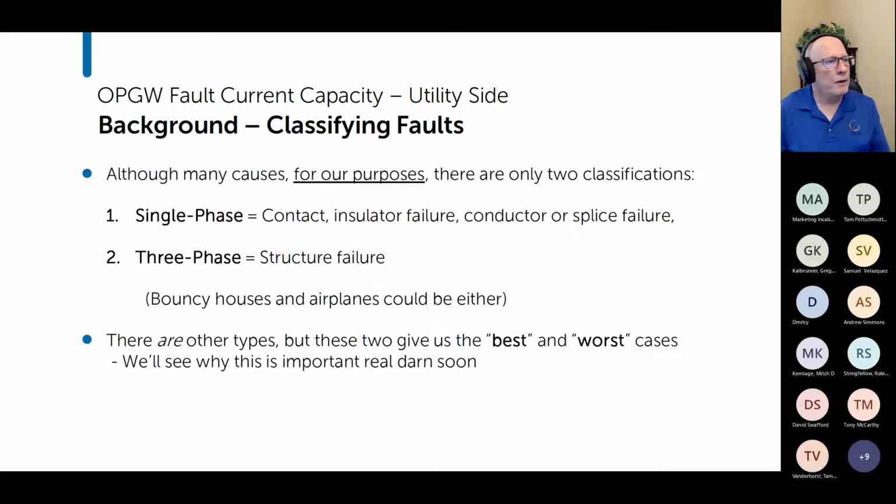So although there are many causes, for our purposes, there are only two classifications. There's a single phase fault that would include the ones that we looked at, the contact with a tree limb or an insulator failure or a conductor or splice failure. Those tend to be single phase faults. A three-phase fault is the structure failure that I mentioned. The bouncy houses and the airplanes could be either, depending upon how many phases they're affecting. And yes, there are other types, but these two give us the best case and worst cases to look at, and we'll understand why that's important in our topic today real darn soon.